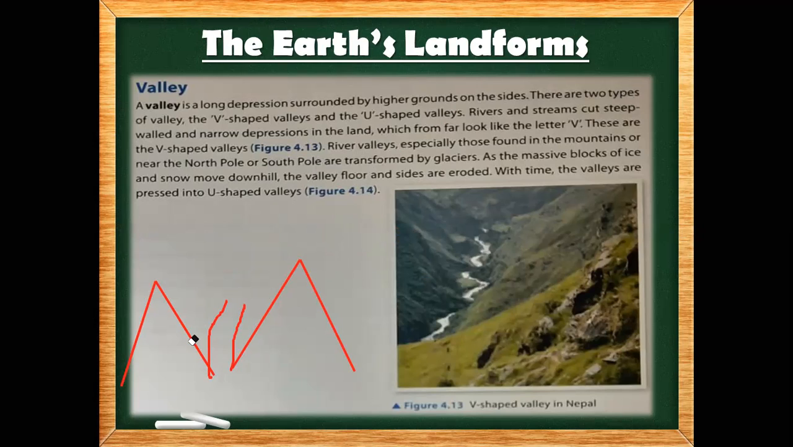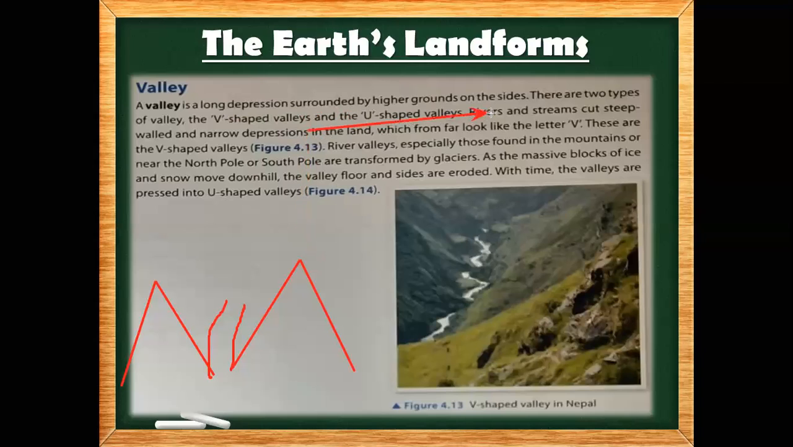The area which is surrounded by the higher grounds is a valley. If you notice the shape, it looks like a V. So there are two types of valley. The V-shaped valley: see this picture, I made it for you as an illustration, it's making a V. The area between them is a valley. And the other is the U-shaped valley. U and V are near to each other, but in both you have higher grounds on the sides.